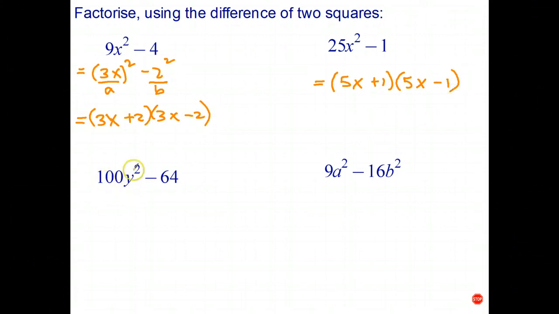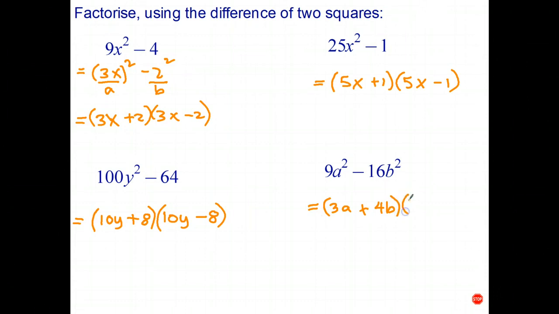If A squared is 100y squared, well, the square root of 100 is 10, so that's going to be 10y plus 8. Since if b squared is 64, b is 8, times 10y, subtract 8. And the last one, if a squared is 9a squared, in this case a will be replaced with 3a, and b will be replaced with 4b. So we have 3a plus 4b times 3a minus 4b.